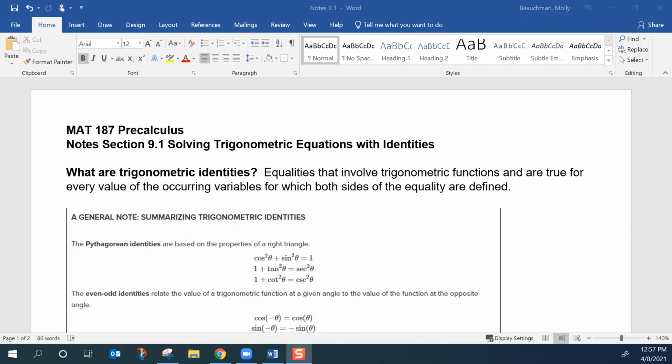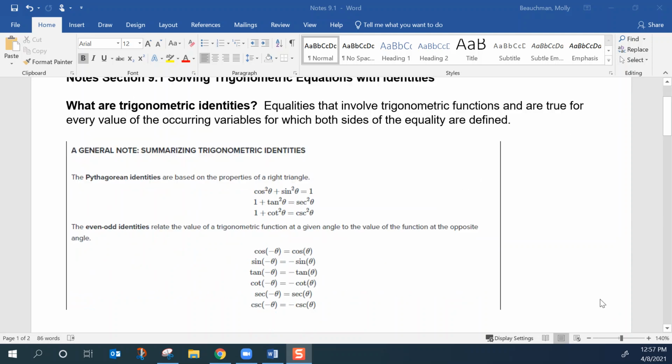In this video, we'll take a look at notes on section 9.1, solving trigonometric equations with identities. So what are trigonometric identities? We've worked with them so far in the trigonometry section. They're equalities that involve trigonometric functions and are true for every value of the occurring variables for which both sides of the equality are defined.